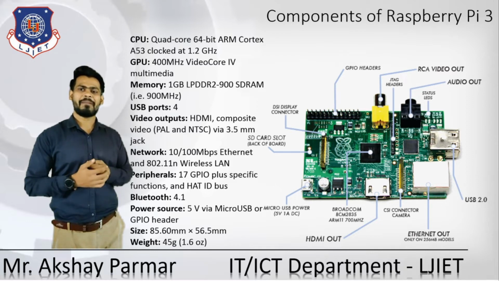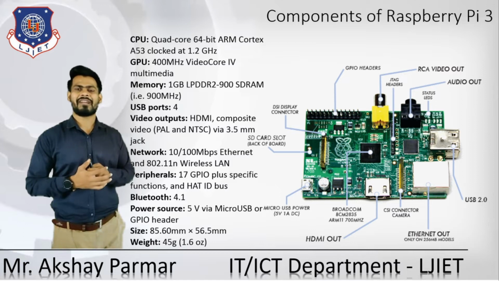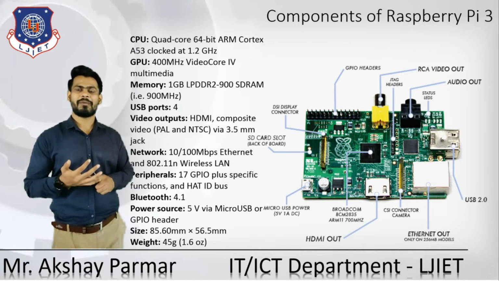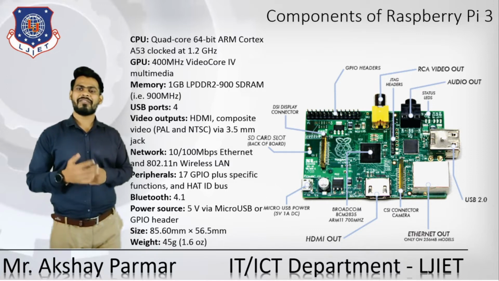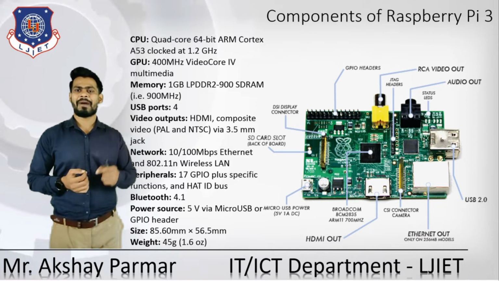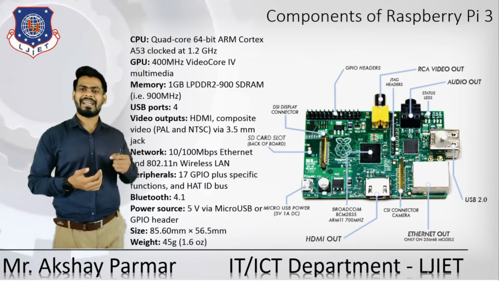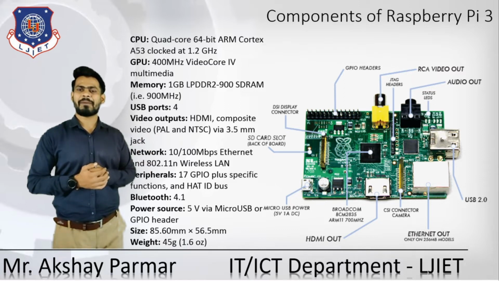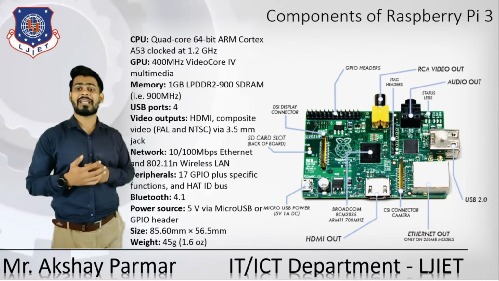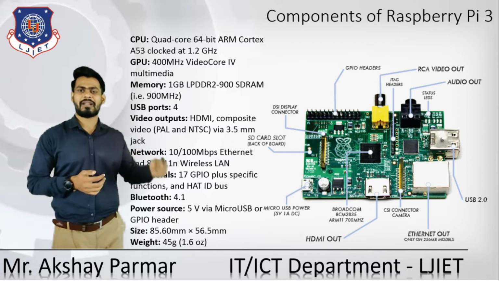After that, the memory: 1 GB RAM is there in the Raspberry Pi 3. We have 4 USB slots, with the help of which we can connect a USB keyboard, USB mouse, and all kinds of devices. For video output, we have an HDMI slot, and composite video of PAL and NTSC with the help of a 3.5 mm jack. For networking, we have a 10/100 Mbps Ethernet port and 802.11 wireless LAN connectivity.